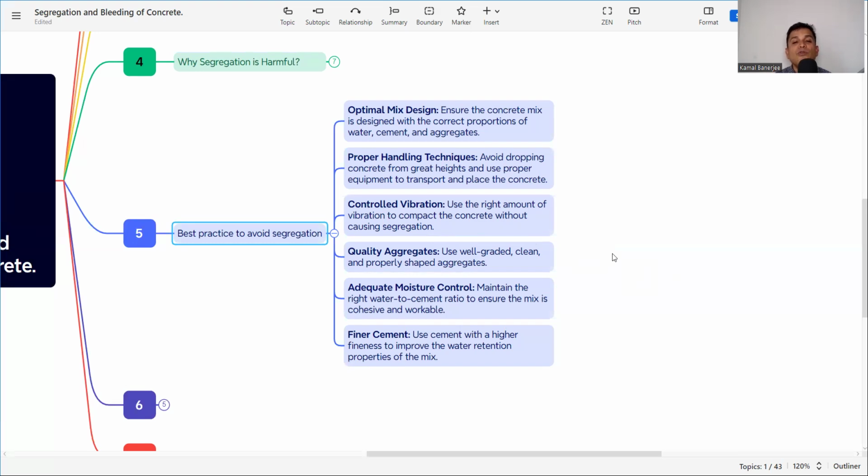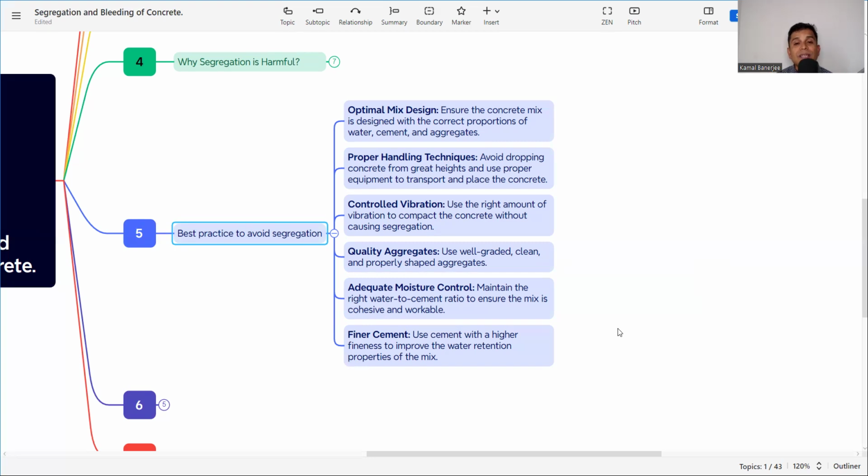will happen. Then quality of aggregate, as I discussed: use well graded, clean and properly shaped aggregates, and they should not be flaky or elongated. So aggregate property is very important to avoid segregation and bleeding. Then adequate moisture control. Maintain the right water to cement ratio to ensure the mix is cohesive and workable.